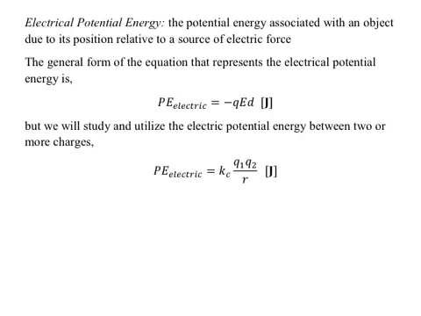First, think of potential energy as you've thought of before with gravitational potential energy and spring potential energy. It's the energy of possible action, or stored energy. So it's the potential energy that's associated with an object due to its position relative to a source of electric force. For example, if a charged particle is in the region of an electric field, it feels an electric force, and thus it has potential electric energy, or electrical potential energy.